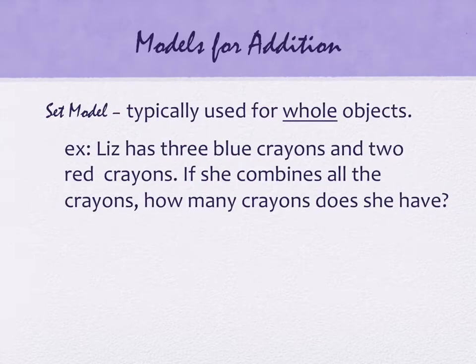All right, we're going to look at 3 models for addition. The first is called a set model. A set model is used for whole objects. And I've got an example to describe a set model. Liz has 3 blue crayons and 2 red crayons. If she combines all the crayons, how many crayons does she have? A model is a word problem that fits a specific criterion. This is the set model word problem.